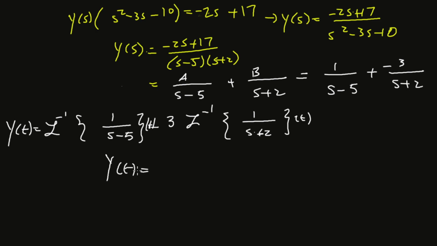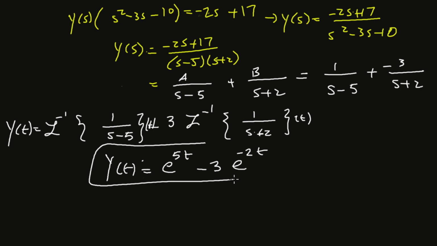So the solution is going to be y of t equal to e to the 5t, the exponential function of 5t here, minus 3 times the exponential function of negative 2t. Okay.